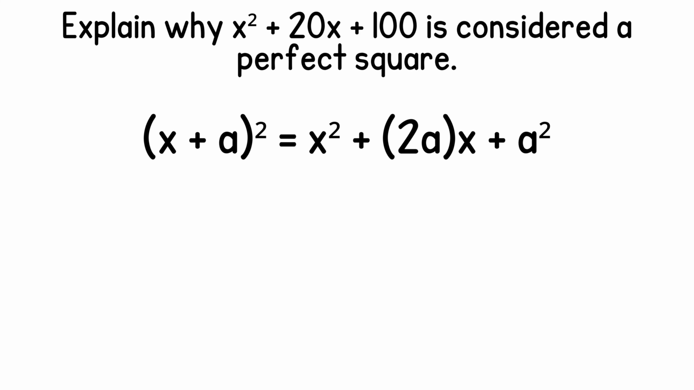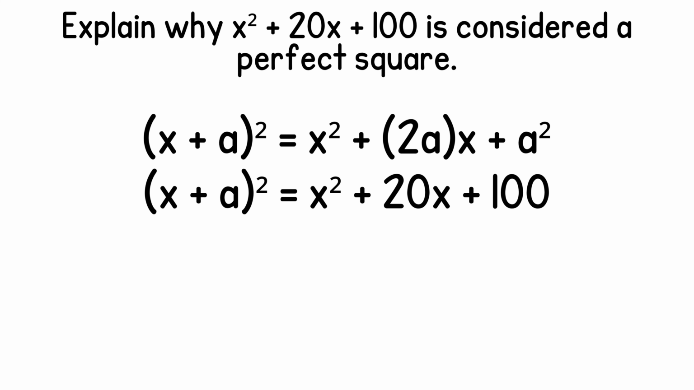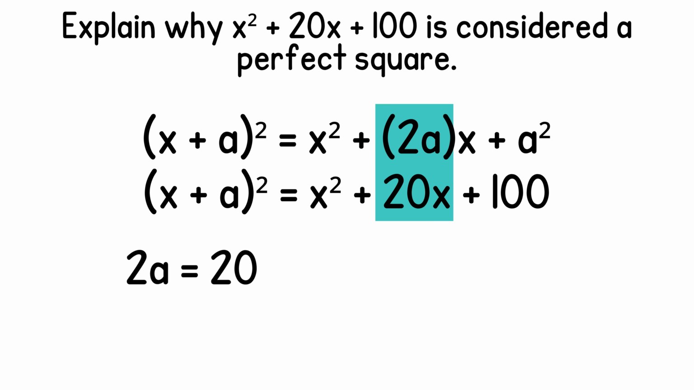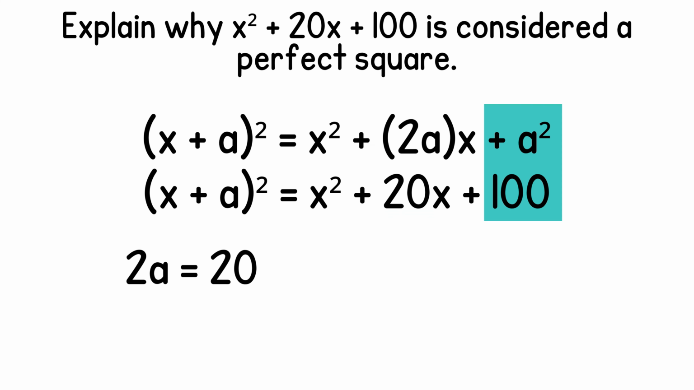So let's take the general statement we were given about a perfect square and expand it. We'll put our equation on the bottom to see if we can line up the terms and find what a is equal to. If we look at our b term, in the first equation it's equal to 2a, and in the bottom equation it's equal to 20. So we can write that 2a is equal to 20. Our constant term in the first equation is a squared, and the constant in the bottom equation is 100. So we can say that a squared is equal to 100.